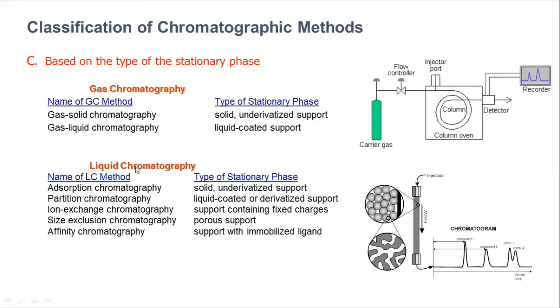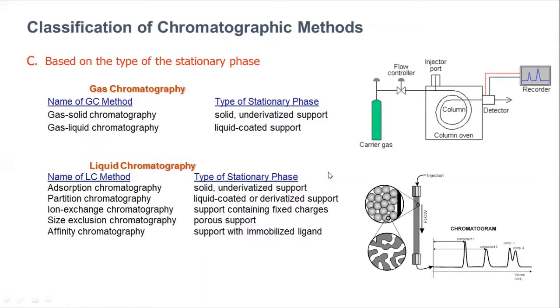For liquid chromatography, if it is adsorption chromatography, the stationary phase is solid. For partition chromatography, the stationary phase is liquid, and for ion exchange chromatography, the supporting material contains fixed charges. For size exclusion chromatography, there is a porous support. For affinity chromatography, the support has immobilized ligand.